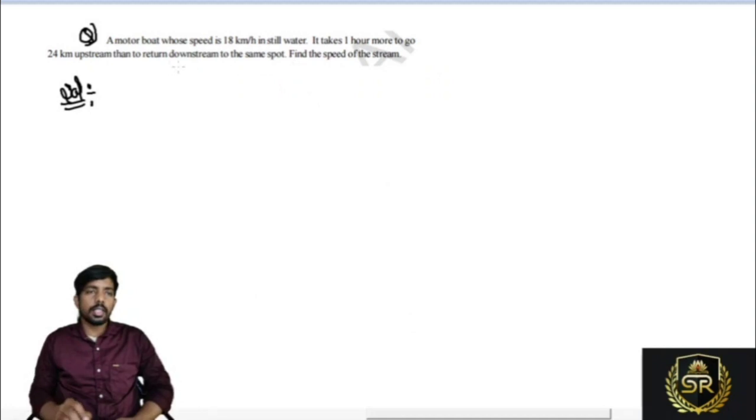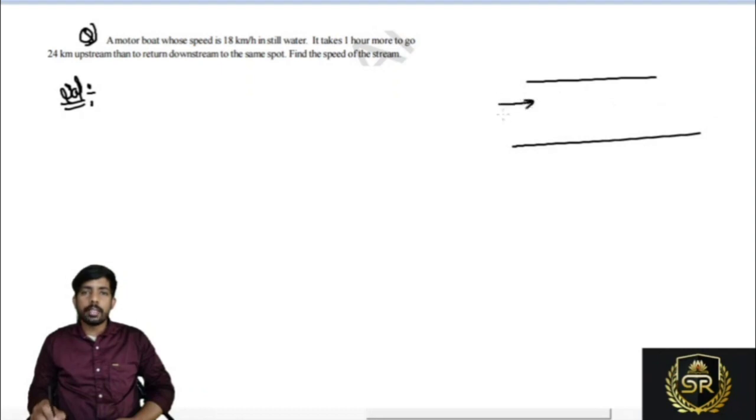Okay, so first listen carefully. This is a river. Here stream means water speed. Water speed is this. Okay, water is moving in this direction. Here we have a boat. Okay, the boat is traveling opposite to the speed of the water. Then this is upstream. Okay, this is upstream.